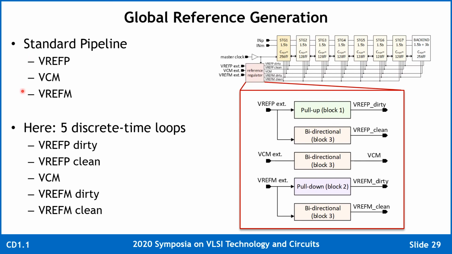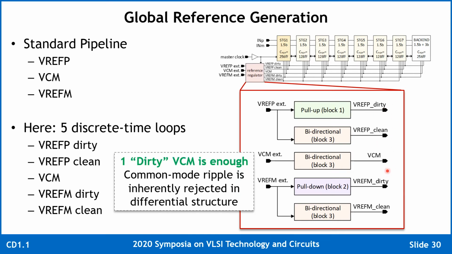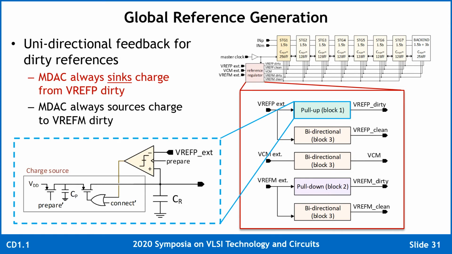In a standard pipelined ADC, we need 3 references. In this system, we need 5 references in order to provide the dirty and clean regulation. For the regulation of the common mode reference, we can get away with just a single dirty reference because the ripple on this line is inherently rejected in a differential structure. About 98% of all the charge delivered from the regulator to the load comes from the dirty references. And this gives them a very unidirectional charge pull characteristic into the load, which also means that as a simplification, the feedback of the regulator can also be made unidirectional.